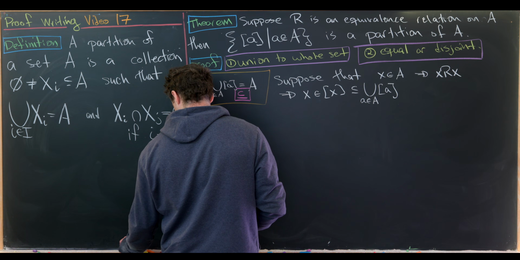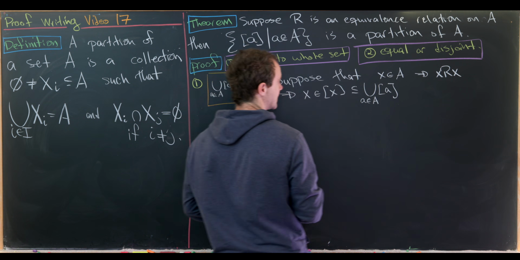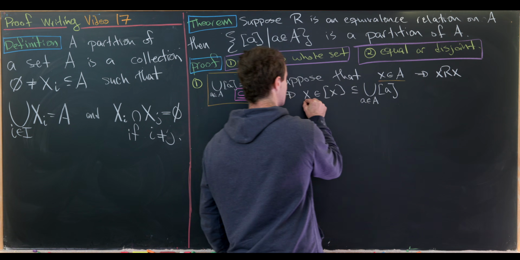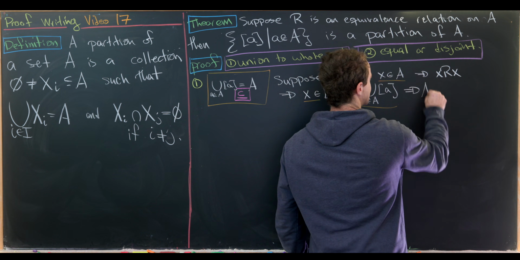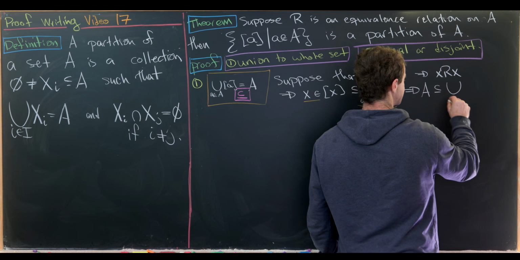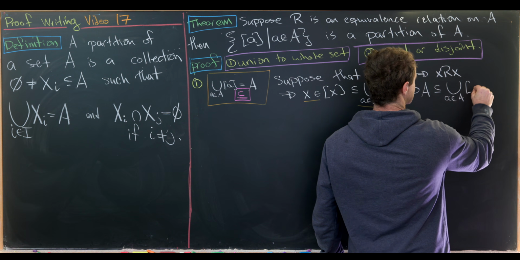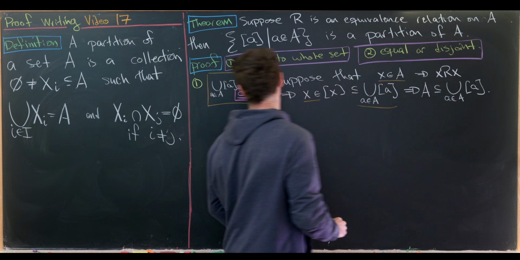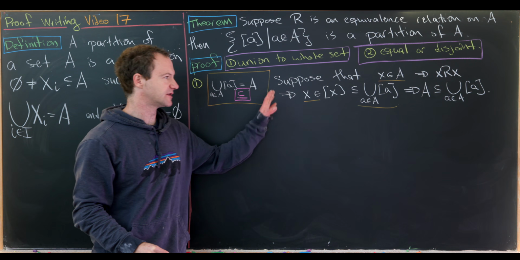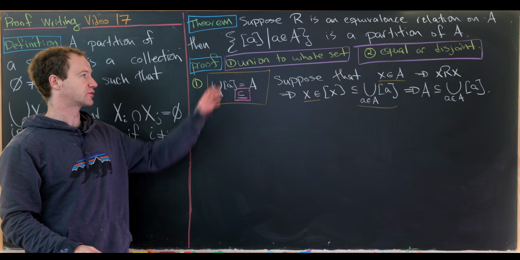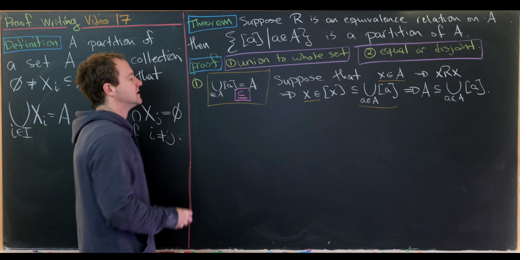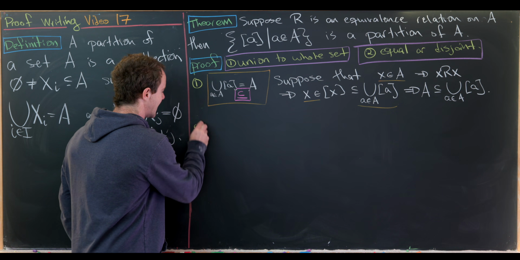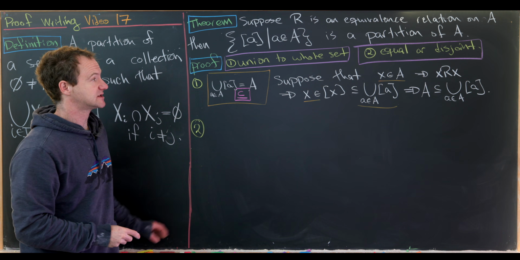But let's see what we've done. We have started with x in A, and we have ended with x as an element of this union. That tells us that A is a subset of this union. Since the other direction was clear, this is all we needed to show to prove that these union to the whole set.